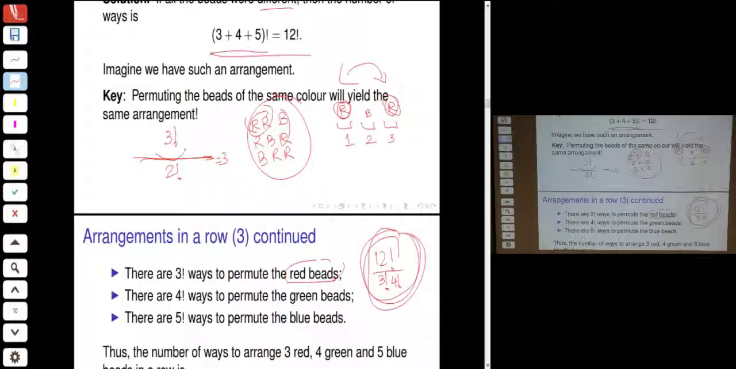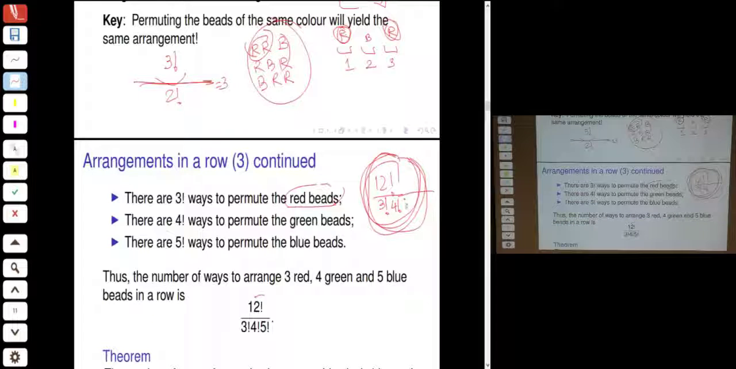So you take the number of arrangements which comes by imagining as if these 5 beads were distinct, and divide that number of arrangements by the number of ways of arranging the 5 blue beads among each other, which is 5 factorial. Okay? So this is the total number of ways of arranging 3 red, 4 green, and 5 blue beads. Okay?